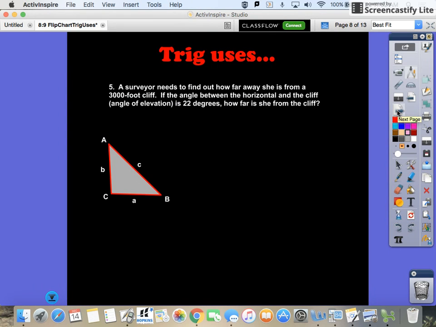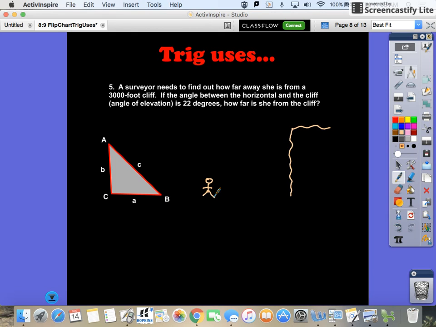All right, so we got a couple more. It says a surveyor needs to find out how far away she is from a 3,000-foot cliff. If the angle between the horizontal and the cliff, the angle of elevation, is 22 degrees, how far is she from the cliff? So there's a cliff. Let's just kind of draw this. I have a hard time visualizing sometimes. So there's a cliff. Here's the person.